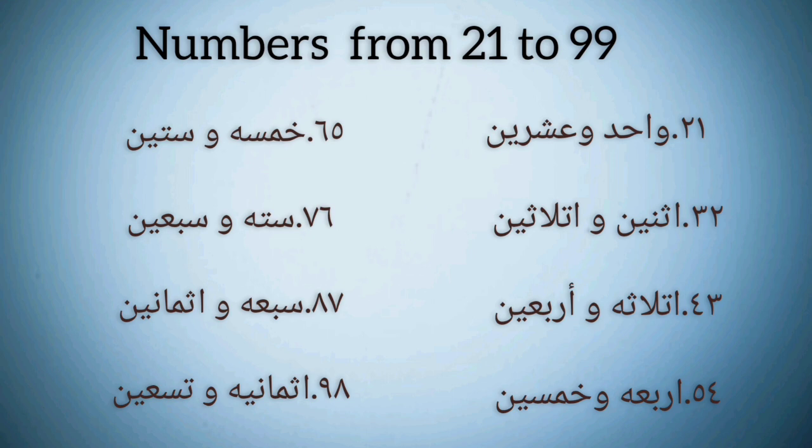For 32, in Arabic we say اثنين وثلاثين. 43, we say ثلاثة وأربعين. As you see, the reading in Arabic is completely opposite. We read ones then tens. 54, أربعة وخمسين.